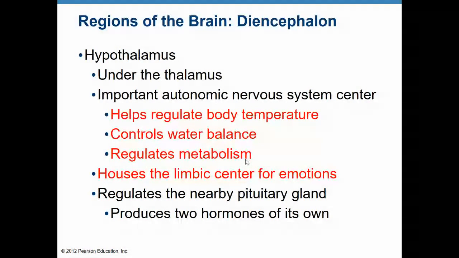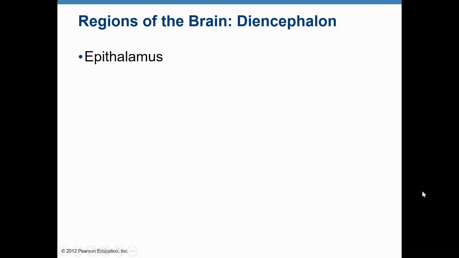The hypothalamus specifically does produce two hormones of its own. You are not responsible for knowing those, so we're just going to gloss over that and keep on going. But make sure you do highlight that statement that it regulates the nearby pituitary gland. I'm going to probably get that highlighted for the next time I use this presentation.